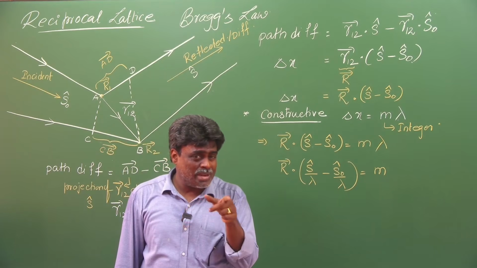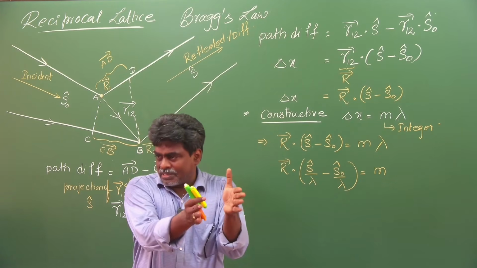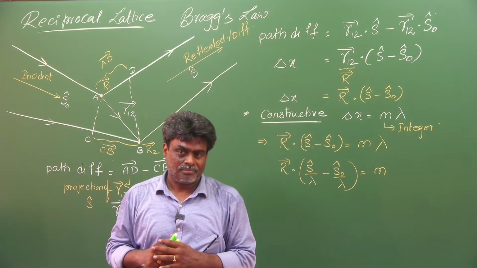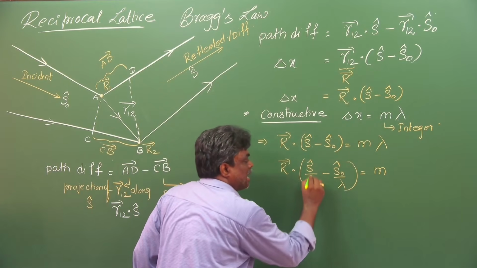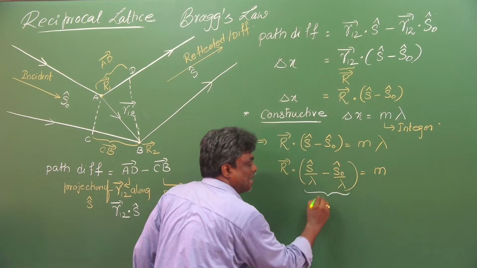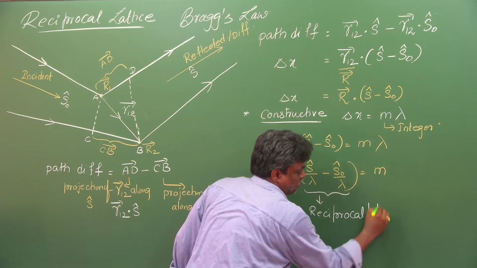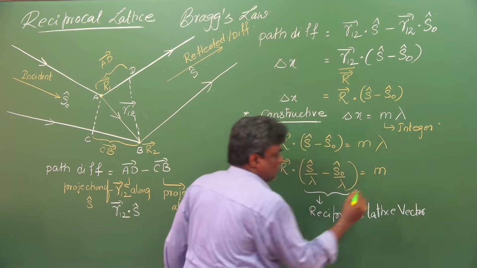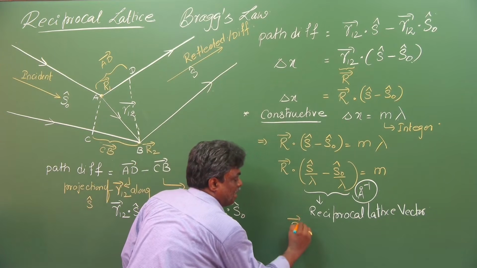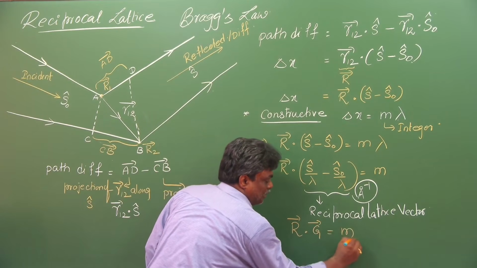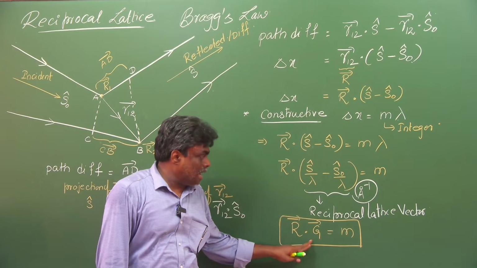In which space do you have meter inverse, centimeter inverse? Am I right or wrong? If it is lambda, it's real space. If it is 1 by lambda, it is reciprocal space. Is that clear? K equals 2 pi by lambda. So this S cap by lambda minus S naught cap by lambda represents a reciprocal lattice vector, because it has the dimensions of angstrom inverse. That's why I can write R bar dot G bar equal to an integer, where R bar is the real space vector and G bar is the reciprocal space vector.